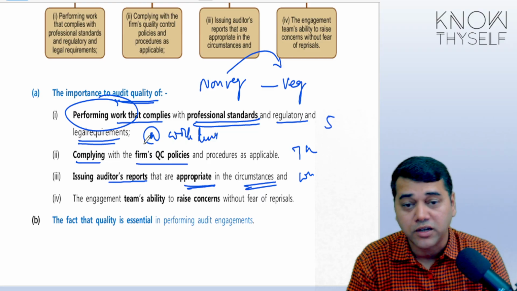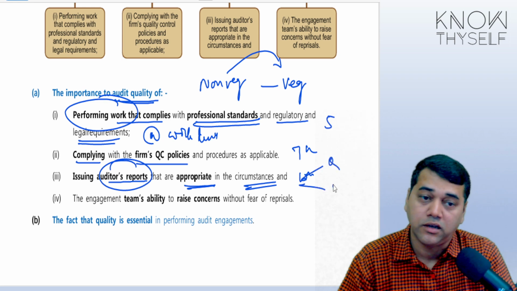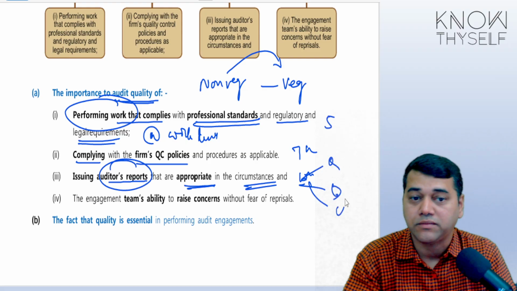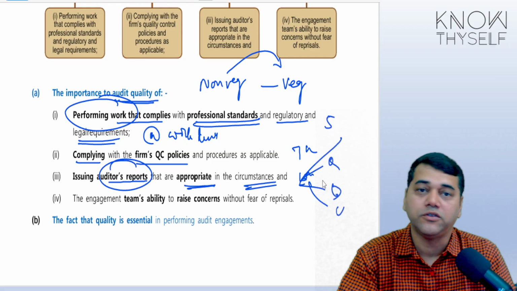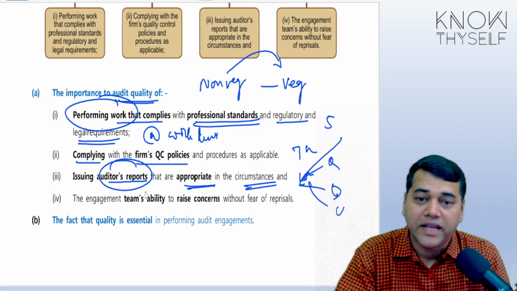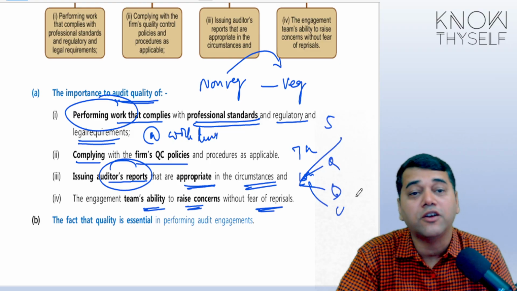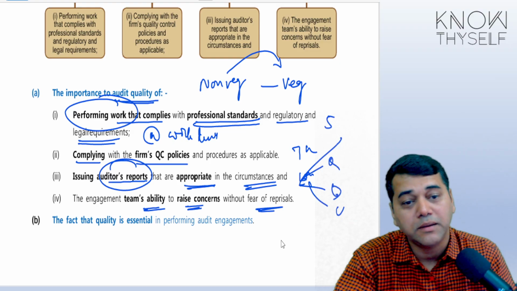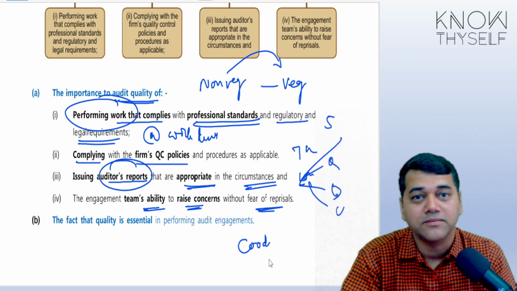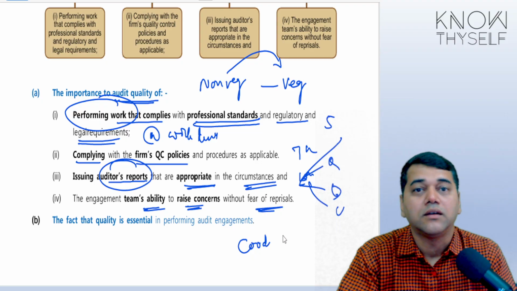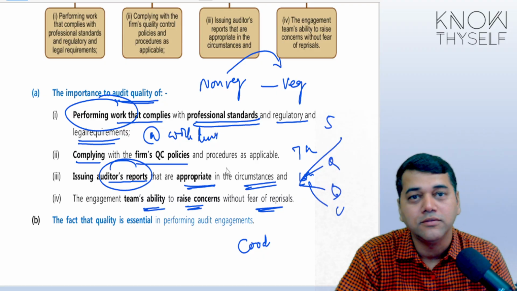Depending upon the circumstance, the auditor's report also has to be appropriate, like whether qualified, disclaimer, or unqualified. So it should be appropriate. If it's qualified, it should be qualified, otherwise it becomes an inappropriate report. And the engagement team's ability to raise concerns without any fear of reprisal. Like for example, okay, same, the daughter-in-law cooks, the salt is less. Can somebody give feedback that the salt is not proper or this taste is not good?